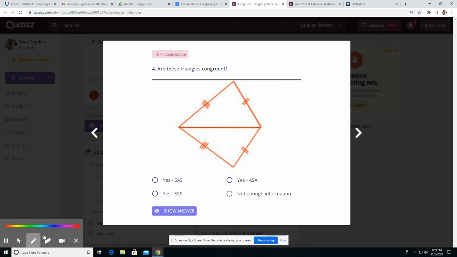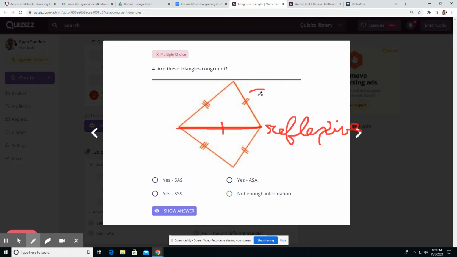Are they congruent? You remember what I called that? I called it reflexive. They share it. So that's side, side, side again. And the exact same thing. You can use the notation if you need to.